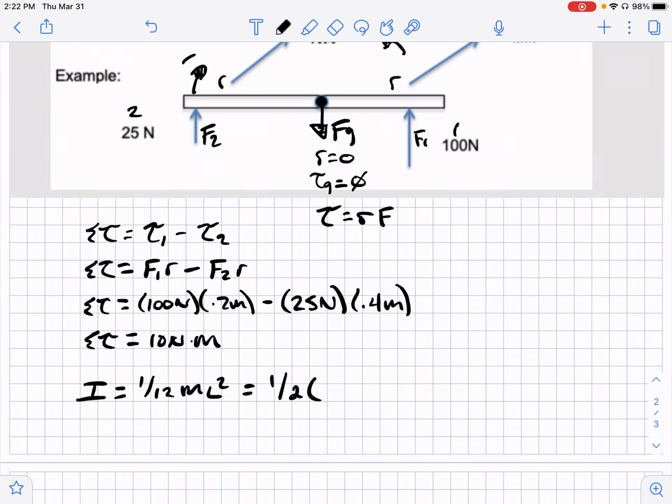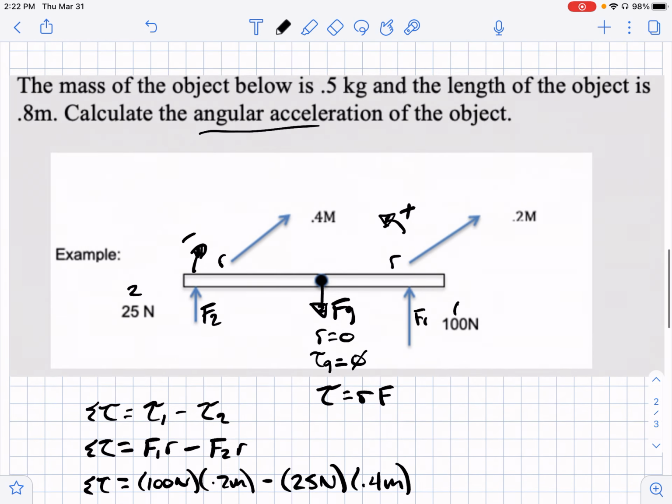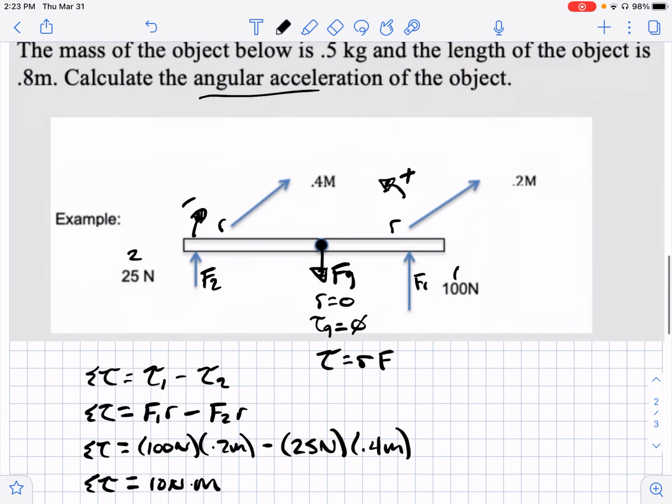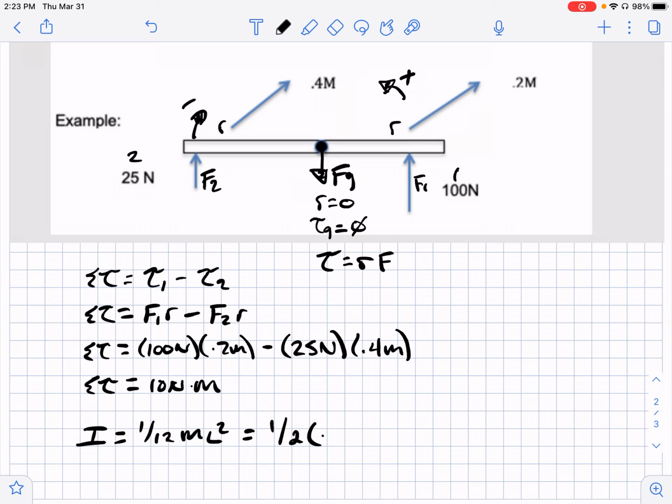So we can plug in our values. The mass was equal to 0.5 kilograms and the length was 0.8 meters. So we got 0.5 kilograms, 0.8 meters, and that's squared. So the moment of inertia for this object here, for this rod rotating around the center, is equal to 0.027 kilograms times meters squared. So there's my rotational inertia.